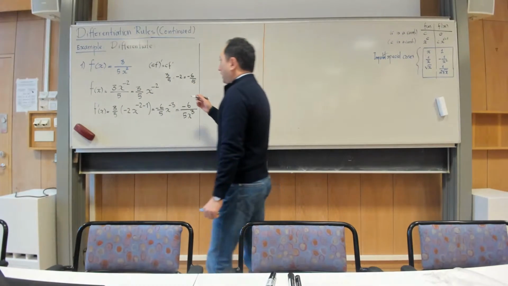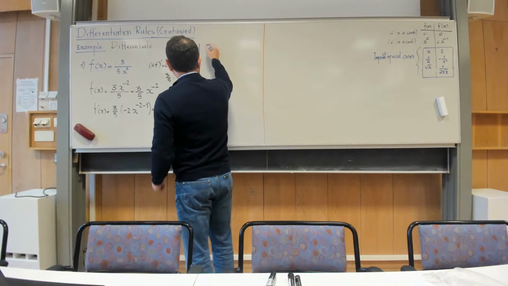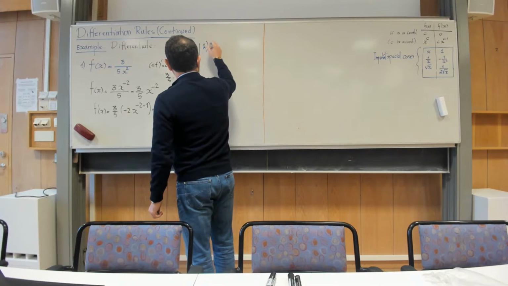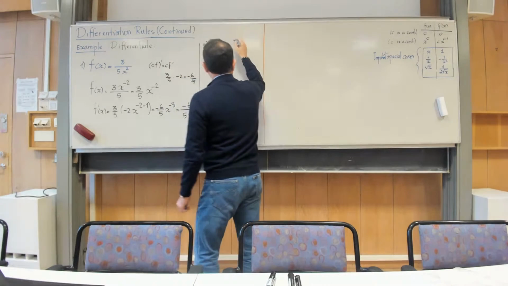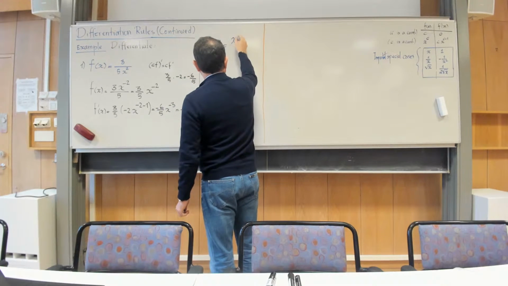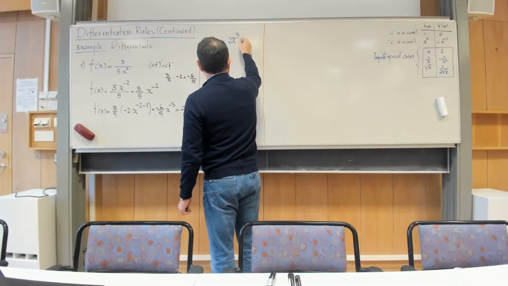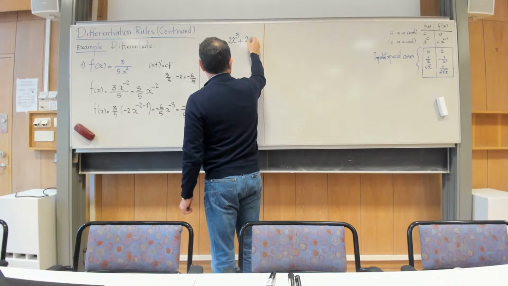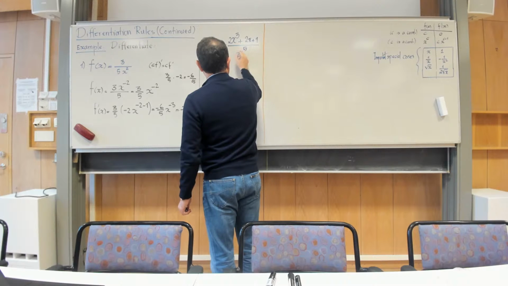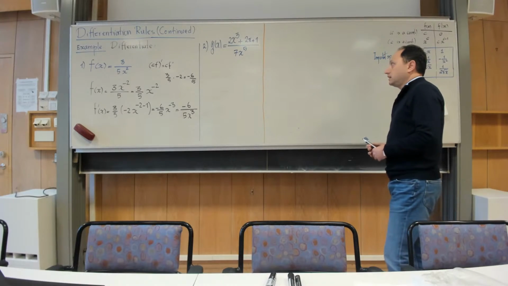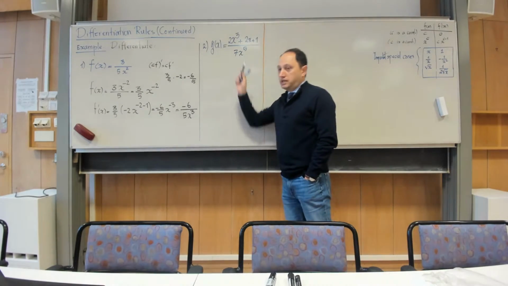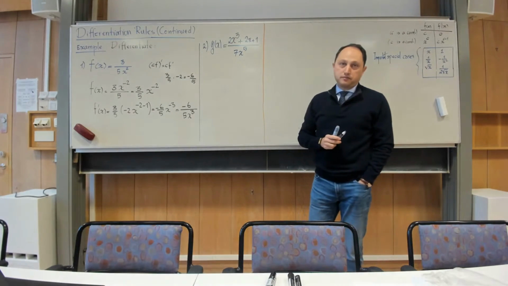So number 2. Let me give you another function here. Let me call it g of x this time. Let me make it simple first. Assume that I have 2x to the power of 3 plus 2x plus 1 divided by x to the power of 5. Let me also put a number for it, 7x to the power of 5. Assume that I want to differentiate this function.